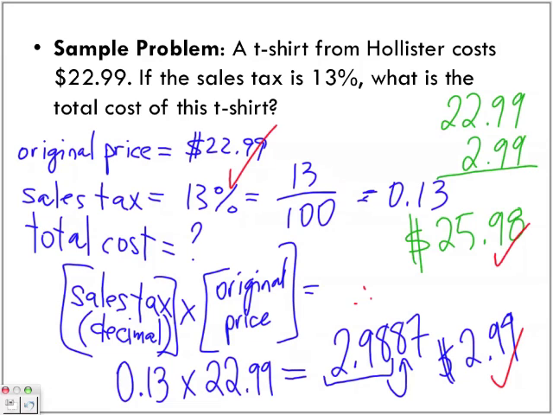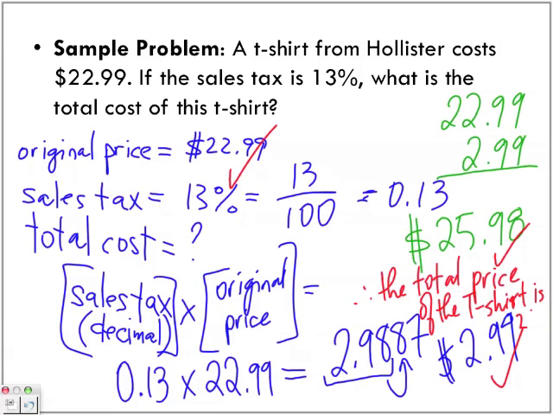So what would be a proper therefore statement? Therefore, the total price of the t-shirt will be $25.98. Therefore, the total price of the t-shirt is $25.98. Sorry for kind of squeezing it in there.